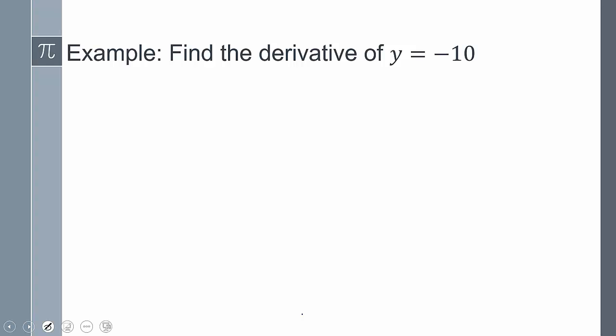Y equals negative 10. Simple. Any constant, automatically 0. So my derivative is 0.